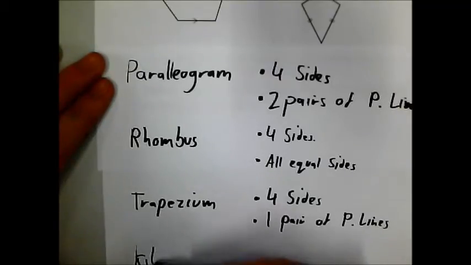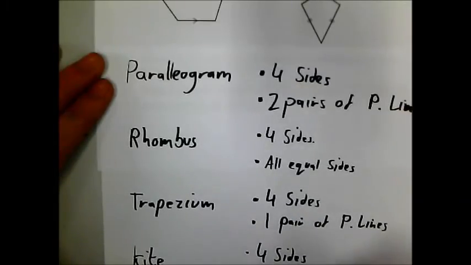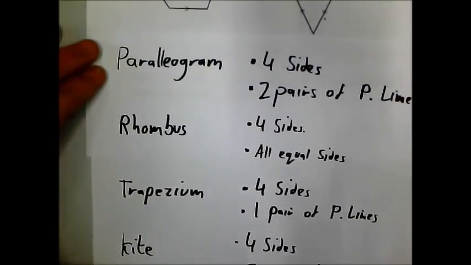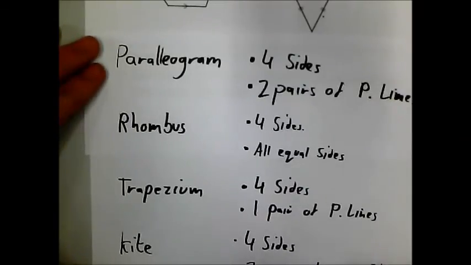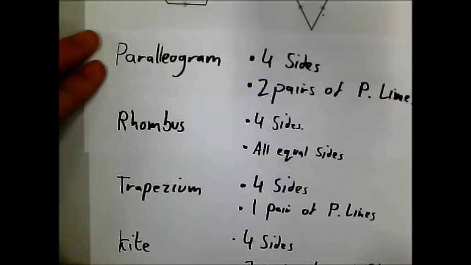Okay, and finally part D, it's a kite. And that is a kite because it has 4 sides. It has 2 pairs of equal sides, these and those. And it's also the opposite angles are equal.